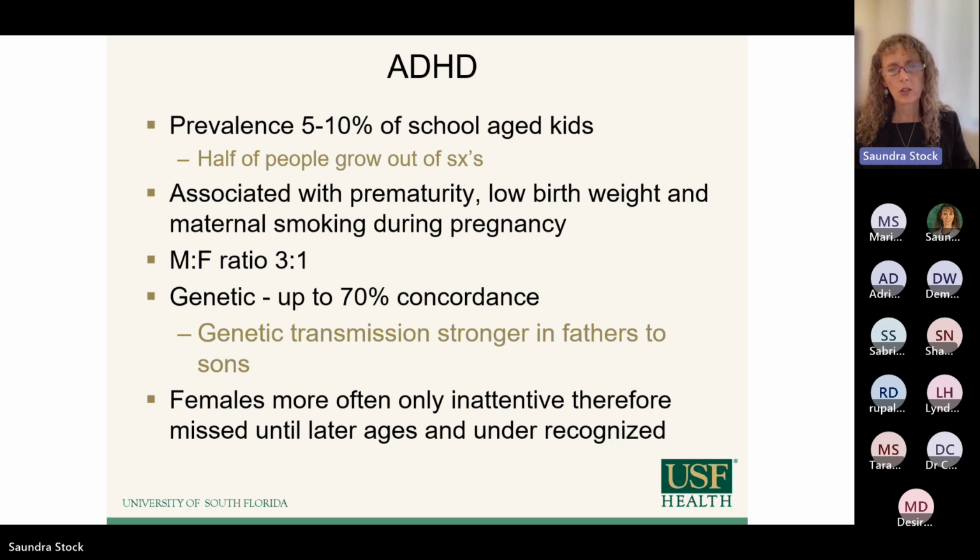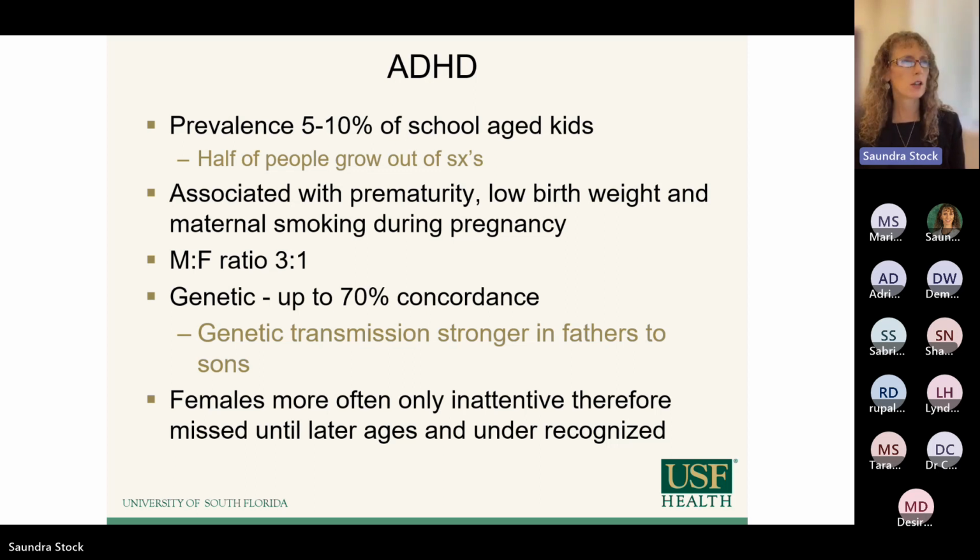We know that ADHD occurs more in people who are born prematurely, people who are born with low birth weight, regardless of the timing of their birth. If they're less than 5 pounds, they're more likely to have ADHD. And if they were exposed to consistent maternal smoking during the pregnancy, they're more likely to have ADHD. It occurs more in males than females. And in males, there's up to a 70% concordance rate as far as genetics. It's passed very strongly from fathers to sons.